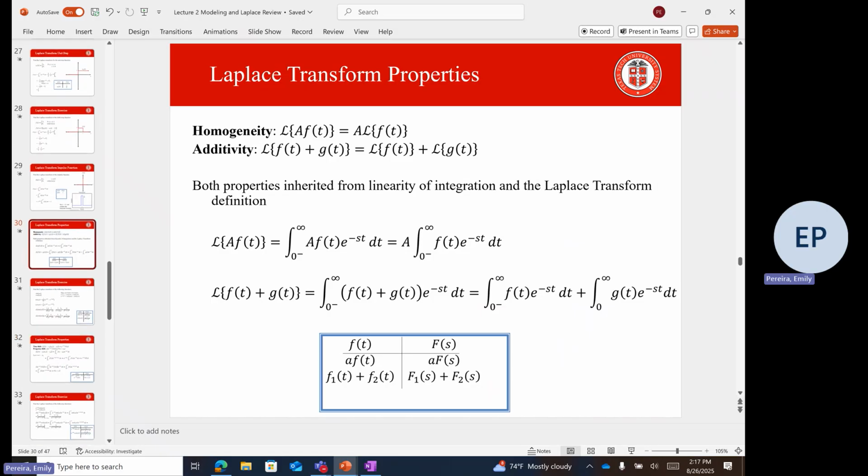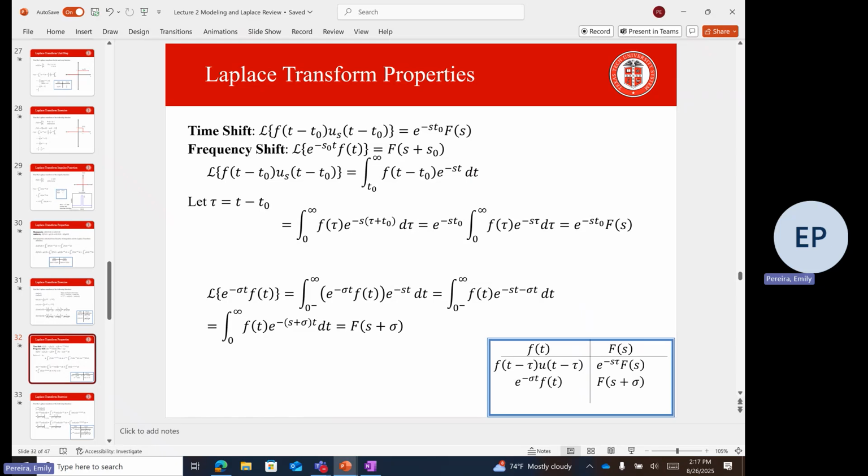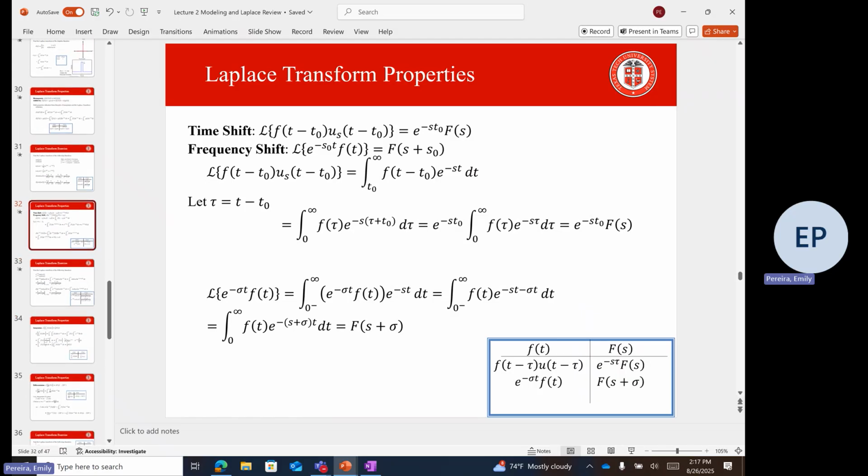Okay, the next example is this time shift property. So if you shift a function in time, this is like multiplying by an exponential in the Laplace domain. And if you shift in the Laplace domain, then this is like multiplying by an exponential in the time domain. So again, the proof is below, but just know that this is going to appear on your transform property table.